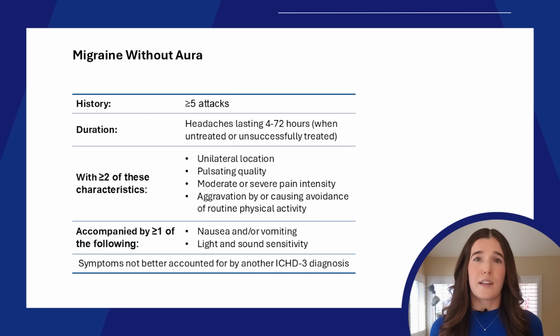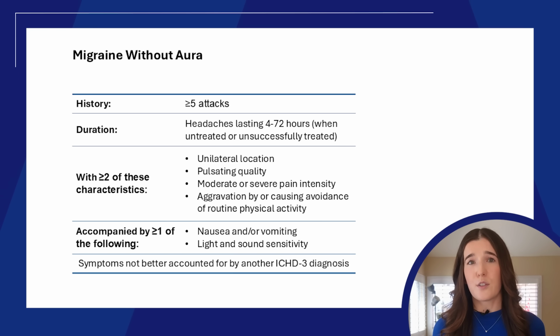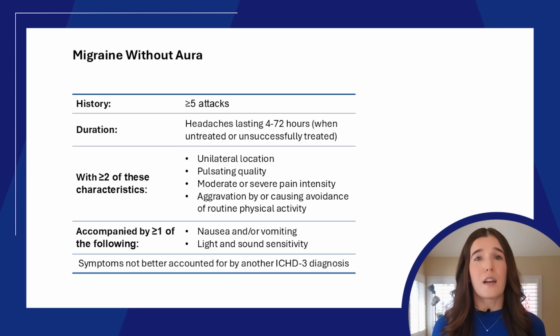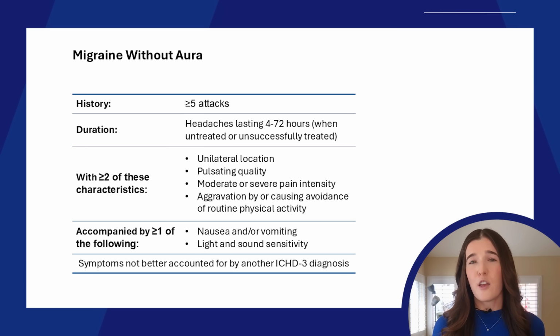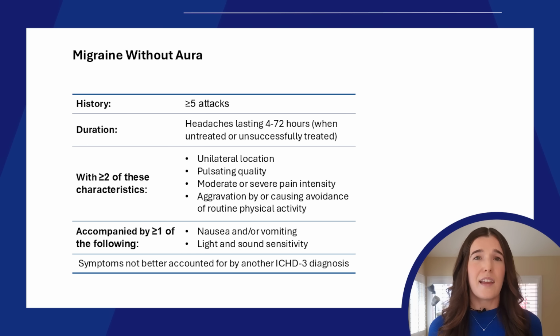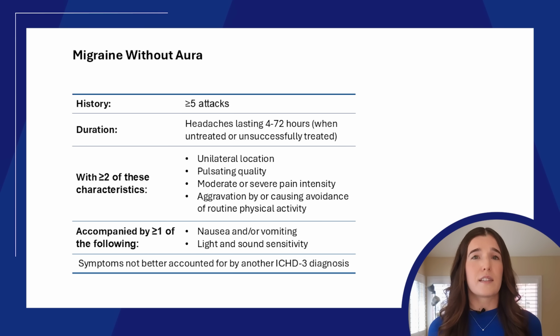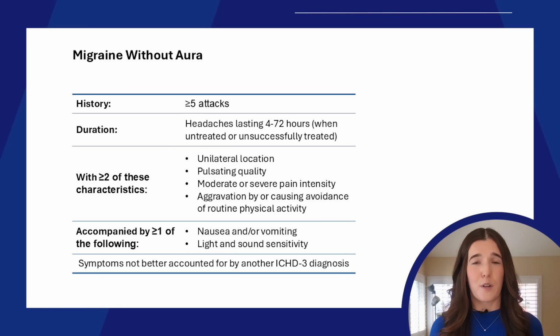Migraine without aura is characterized by a history of 5 or more migraine attacks, with headaches lasting 4 to 72 hours when left untreated or unsuccessfully treated. They must also have at least 2 of the following: unilateral location, pulsating quality, moderate or severe pain intensity, and aggravation by or causing avoidance of routine physical activity. During the headache phase, patients must experience sensitivity to light and sound, or experience nausea or vomiting. Finally, their diagnosis cannot be better accounted for by another ICHD-3 diagnosis.